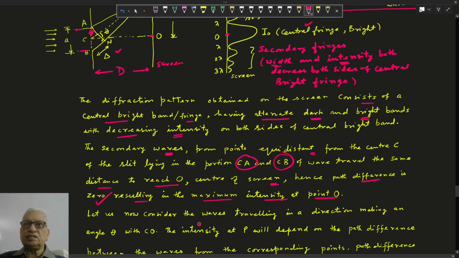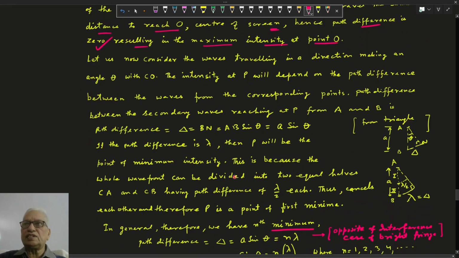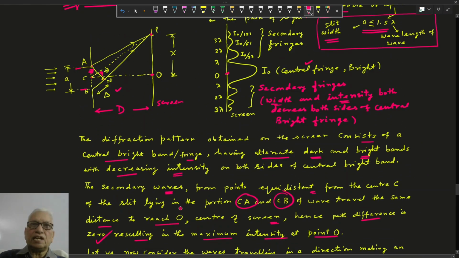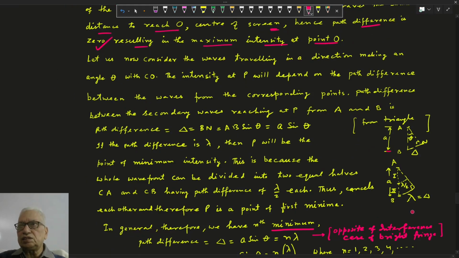Let us consider the wave traveling in a direction making an angle theta, say this is the direction at point P. So what will happen here? The path difference, as we can see in the figure, with this triangle A, B: A is the slit width, and this is the path difference. Sin theta is equal to perpendicular path difference upon hypotenuse AB. So the path difference is AB sin theta. AB is the slit width a. So delta is equal to a sin theta.